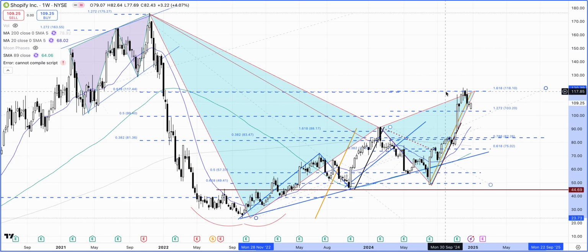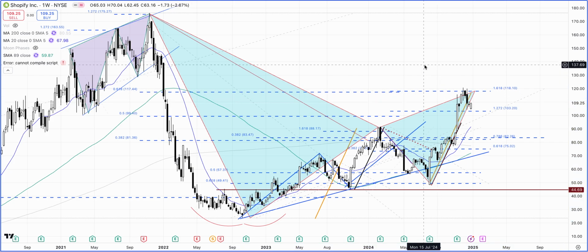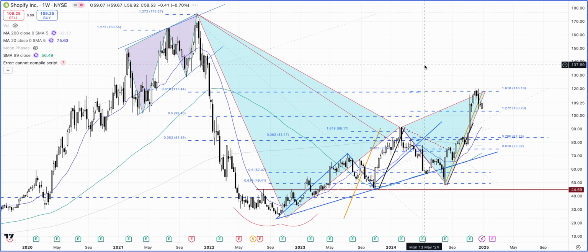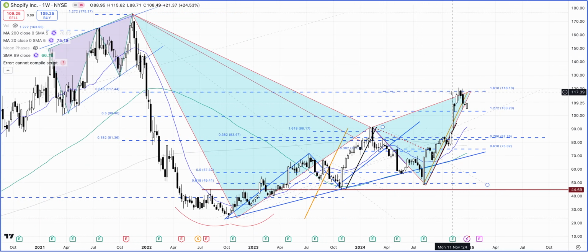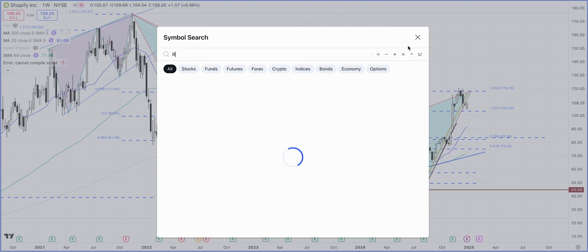On the upside, it really needs to clear this 120 level, then it becomes a pretty strong stock. Maybe it's then going to go for new all-time highs. Very strong resistance where it is, the 118 level. Now let's take a look at RBLX.